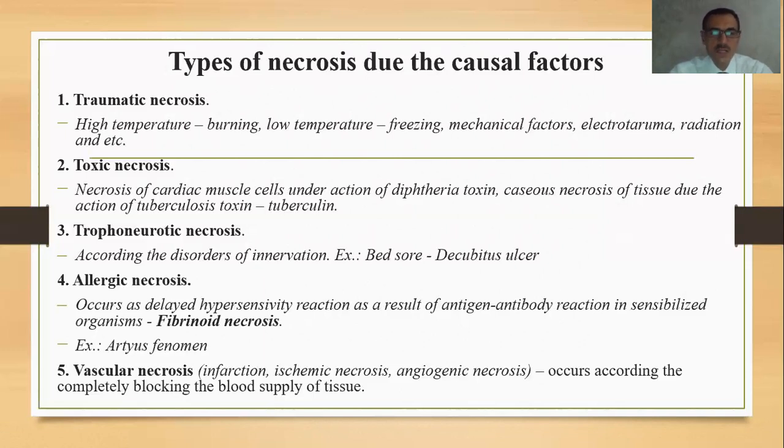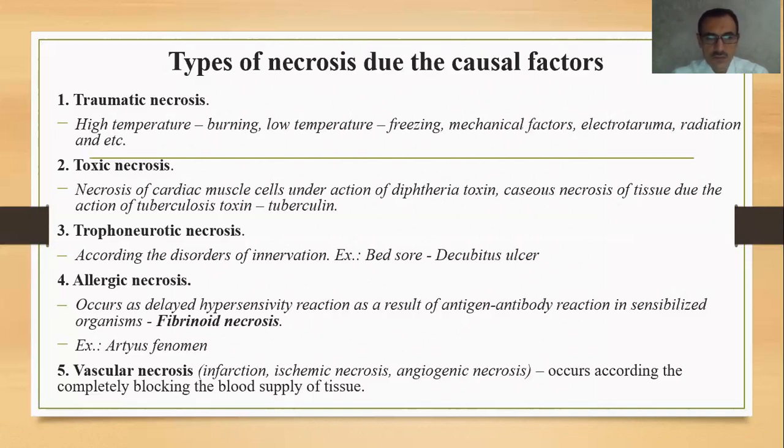Fourth, allergic necrosis. Allergic necrosis occurs as a delayed hypersensitivity reaction as a result of an antigen-antibody reaction in sensitized organisms. For example, the fibrinoid necrosis in the Arthus phenomenon.